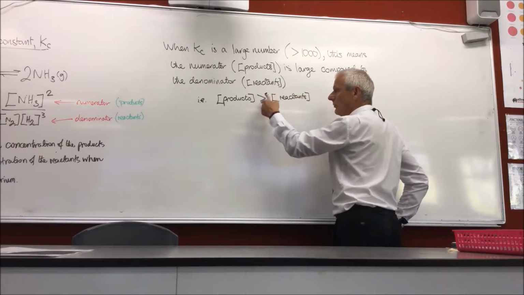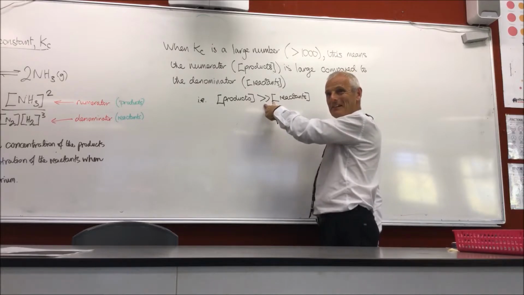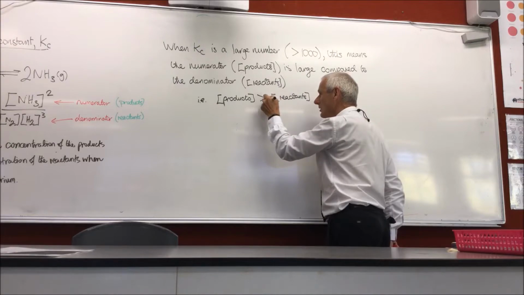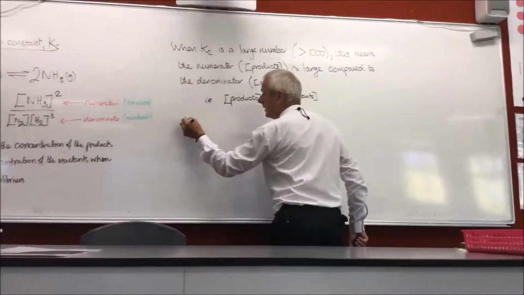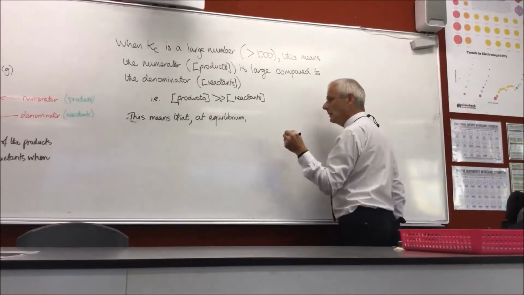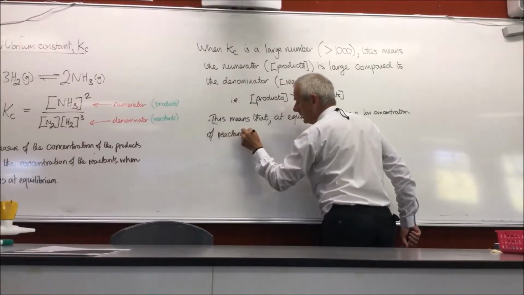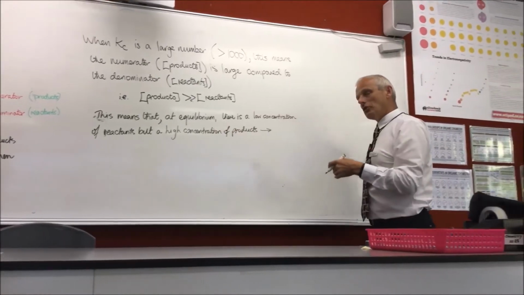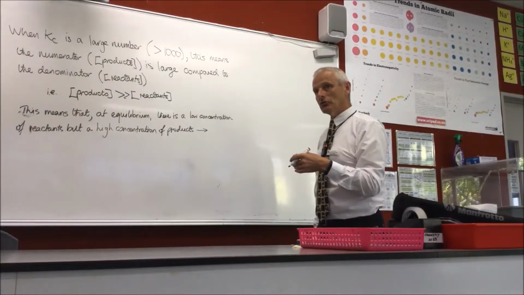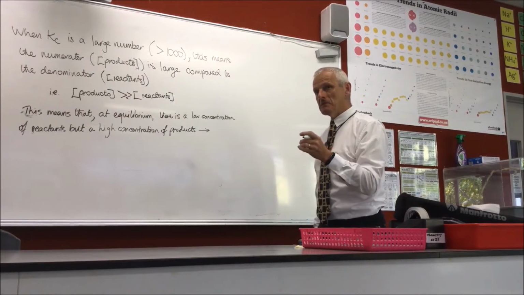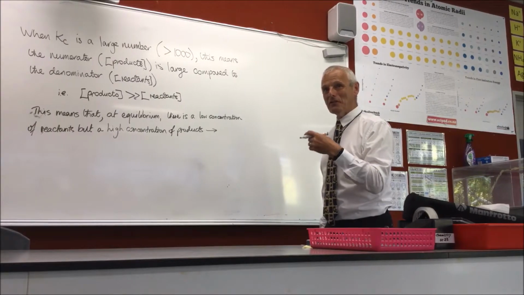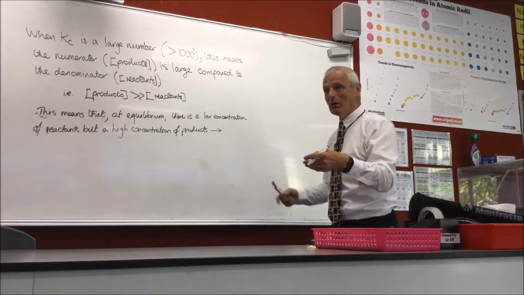I'm going to put 2. What does that mean? Much bigger. Not just greater than, but much greater than. If you put 2 of them, it means much greater. So if you've got a high concentration of products and a low concentration of reactants, that's telling us that equilibrium favours the products, or it's a product-favoured equilibrium, either way around.